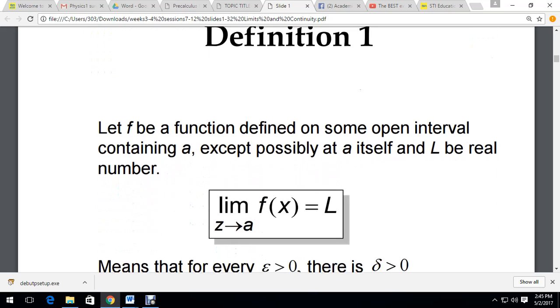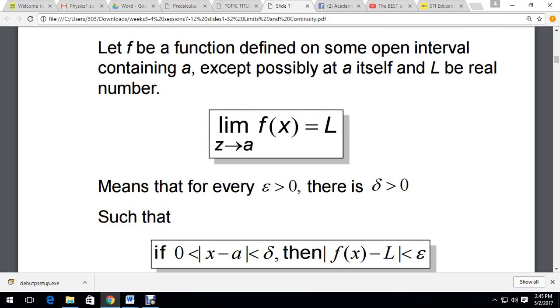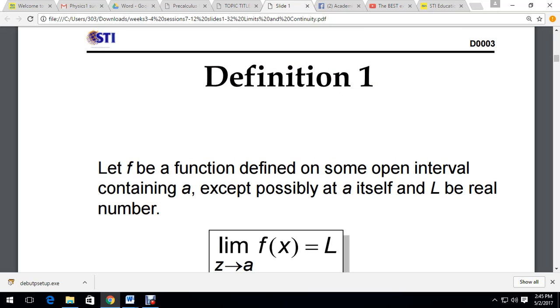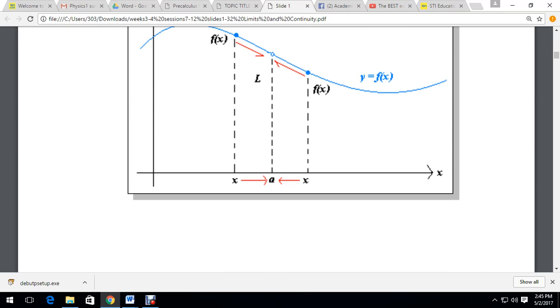But of course, the value of delta is arbitrary. That means we could assign any value for delta, for as long as the value for delta is positive. So if you have a within the open interval, the interval would be defined as a minus delta and a plus delta. We call that the delta neighborhood around a.